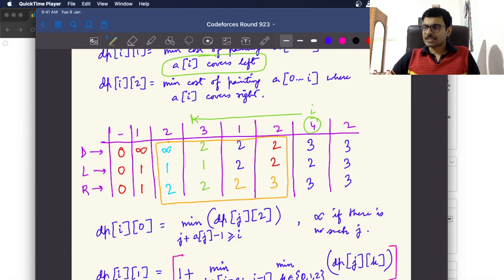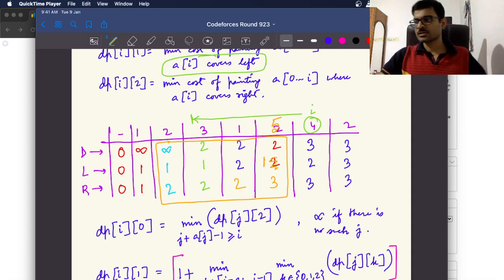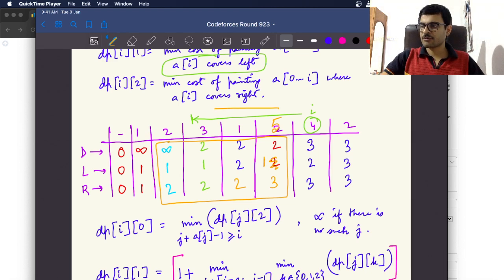In what case can it help me? Let's say 1, 2, 3, 4, 5. Let's say we had a 5 over here. So I can say that this 5 covered everything. So over here maybe I would have just 1. If it was an element 5, this 5 would have covered everything. So I would say, okay, this covers 1.